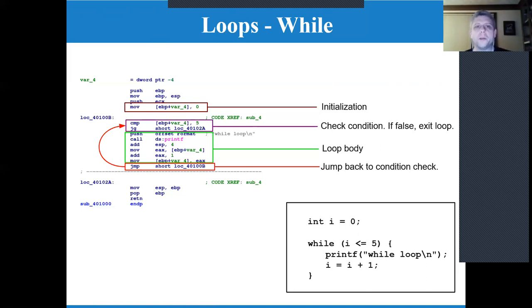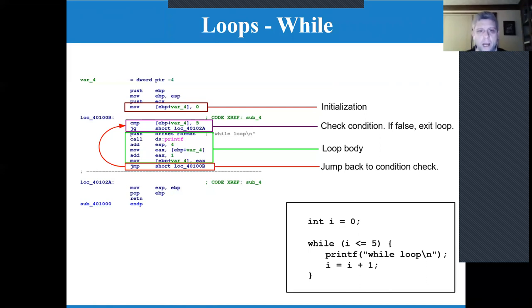We go down a little bit, we see the compare of var 4 against the value of 5, and then jumping if it's greater than. In other words, it's going to keep going until we see that the iterator, or var 4 in this case, is greater than 5. Or in other words, it's going to go through the loop body while it's less than or equal to 5. Then in the green section here, we have the loop body itself.